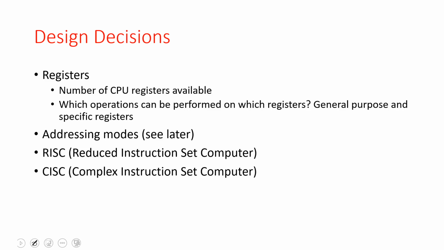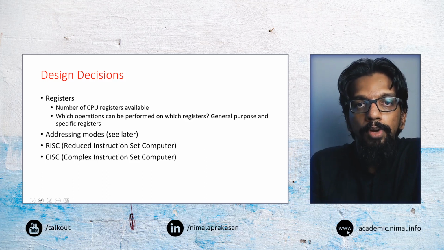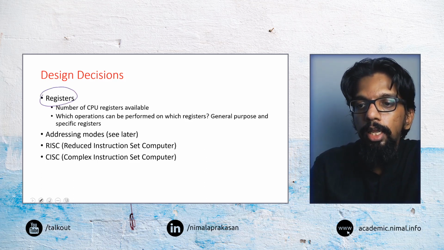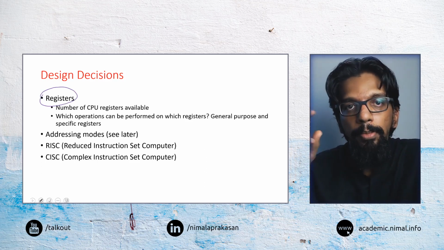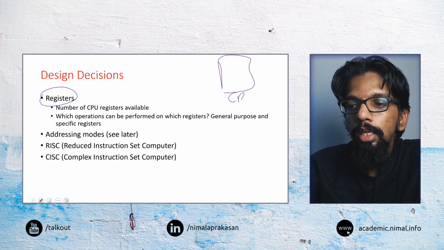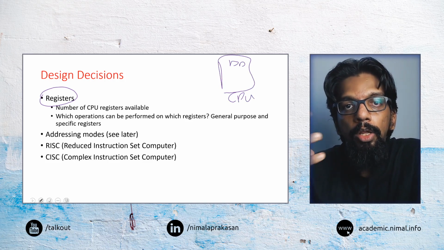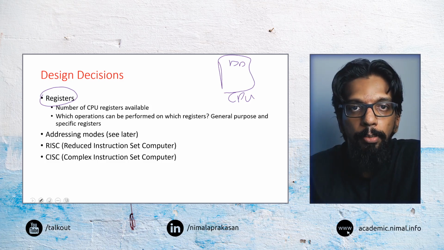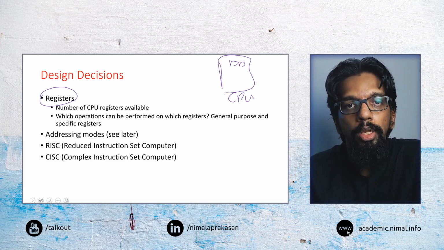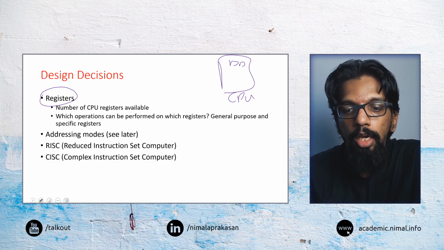Then one of the other things that would influence the design of these ISAs would be the number of registers that are available in a particular CPU. Because the number of registers in the CPU will dictate how the operations can be performed, because the registers are basically memory locations within the CPU. Depending on how many of those registers are there, the operations will have to be performed in a certain manner. So that will also influence the particular instruction set architecture.